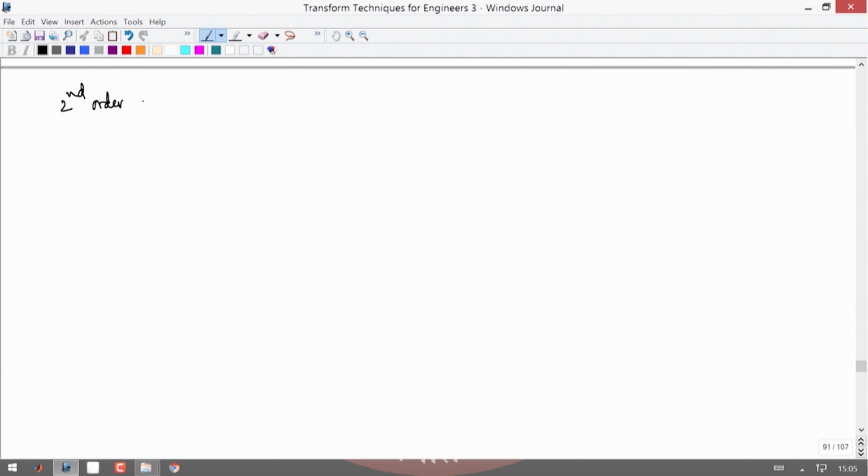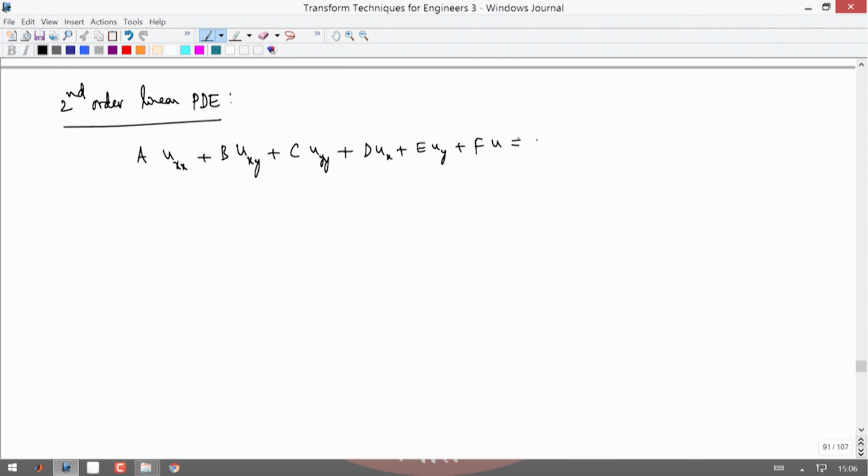Any general second order linear PDE, how does it look? You have a(x,y) times u_xx plus b times u_xy plus c times u_yy. All these coefficients a, b, c are functions of x, y. And then plus d u_x plus e u_y plus f u is equal to some g, which is a function of x, y. So this is the typical general equation.